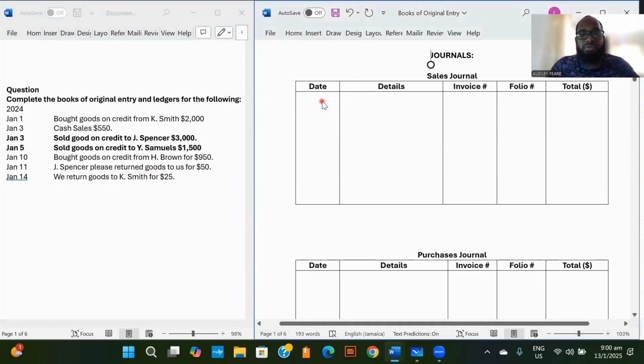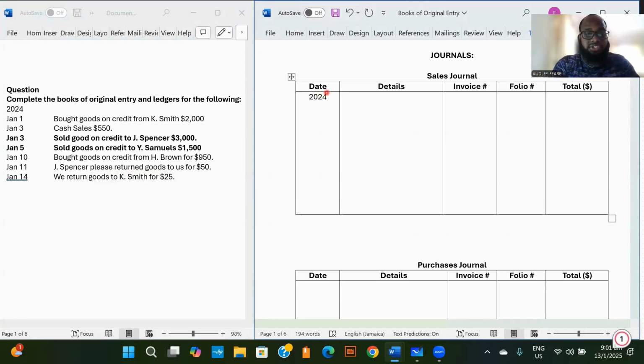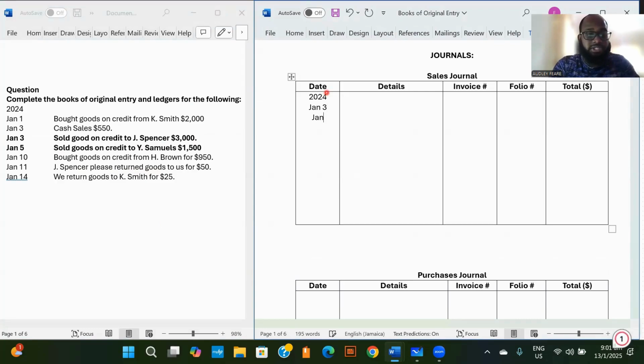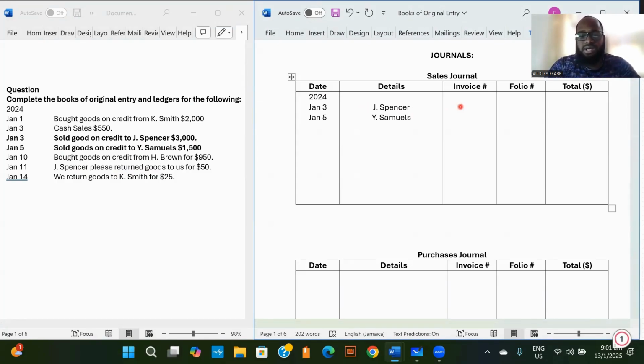So we'll put the date. First thing first is the year, and we have January 3 and January 5 respectively. And the details: we sold goods to J. Spencer, and we also sold goods to Y. Samuels. Now for the invoice numbers, sometimes they may give you this. Normally I tell my students to just create the numbers if I don't give them. So we can just put 1001. If you want to put 111, if you want to put 10, it's up to you.